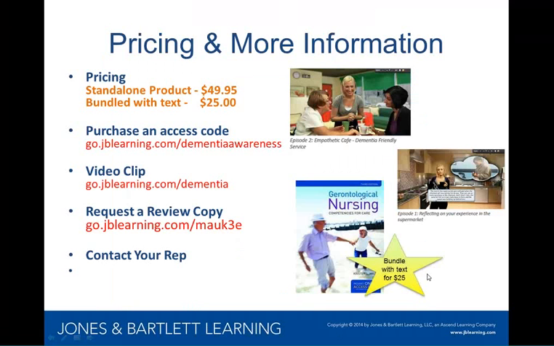So let's talk a little bit about the pricing and if you want more information. Pricing for the standalone product, for the access code only for the 3 complete episodes, is $49.95. If you take the product and you bundle it with the textbook, Gerontological Nursing Competencies for Care 3rd edition, is the text that we recommend. It's $25. However, it can be bundled with another Jones and Bartlett Learning text that you might be using where you might be talking about dementia.